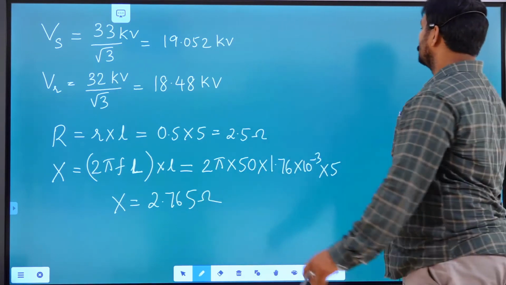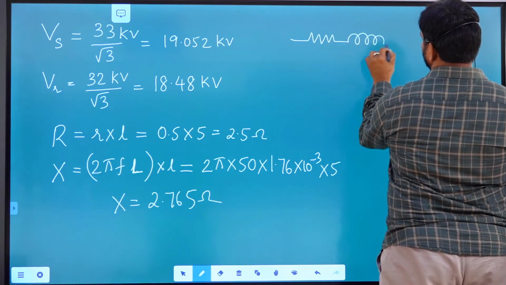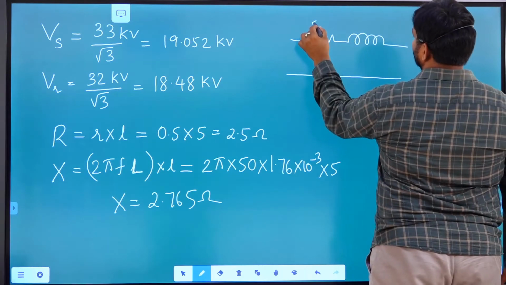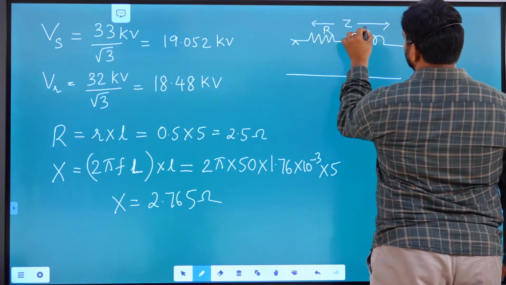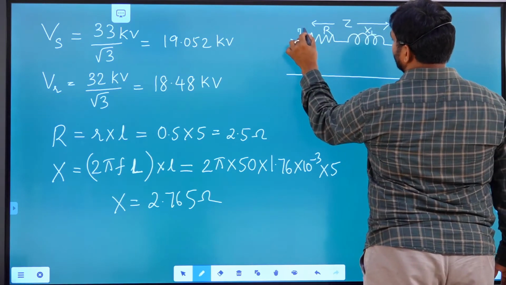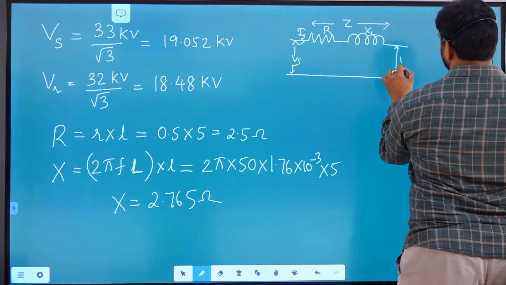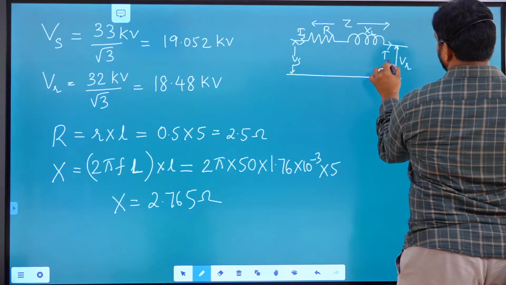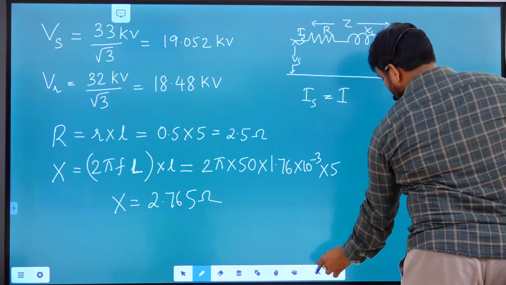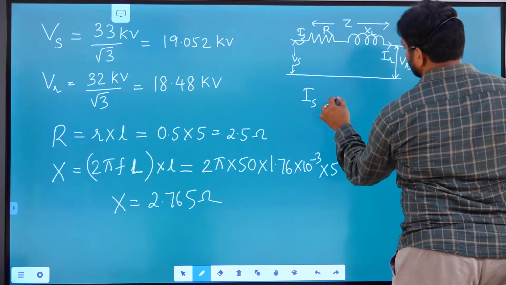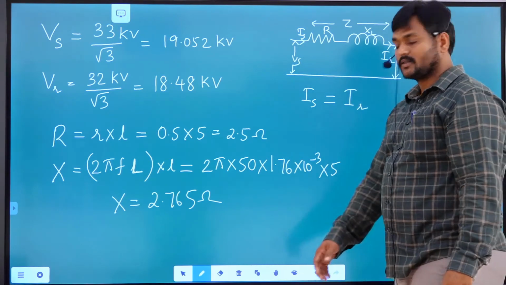Clear? In the short transmission line, this is the equivalent circuit. You have the series impedance Z, the shunt admittance is neglected, this is R, this is XL. The sending end current is IS, the sending end voltage is VS, and this is the receiving end voltage and receiving end current. We studied that sending end current and receiving end current are equal to each other because they are in series. Clear?